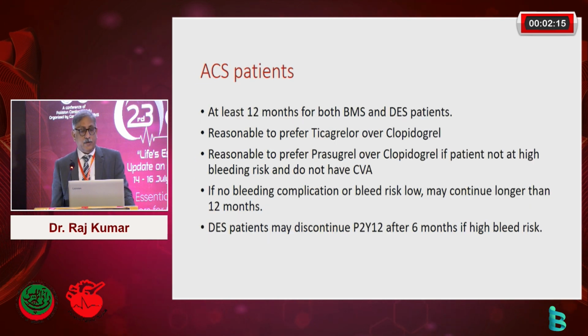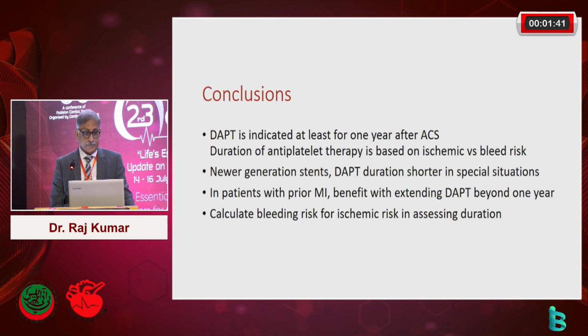In acute coronary syndrome patients, the duration is 12 months for both bare metal and drug-eluting stents. It is reasonable to prefer ticagrelor over clopidogrel, and reasonable to prefer prasugrel over clopidogrel if the patient is not at high risk for bleeding and does not have a prior CVA. If there are no bleeding complications or bleeding risk is low, we may continue longer than 12 months, and drug-eluting stent patients may discontinue the P2Y12 inhibitor after 6 months if there is a high bleeding risk.